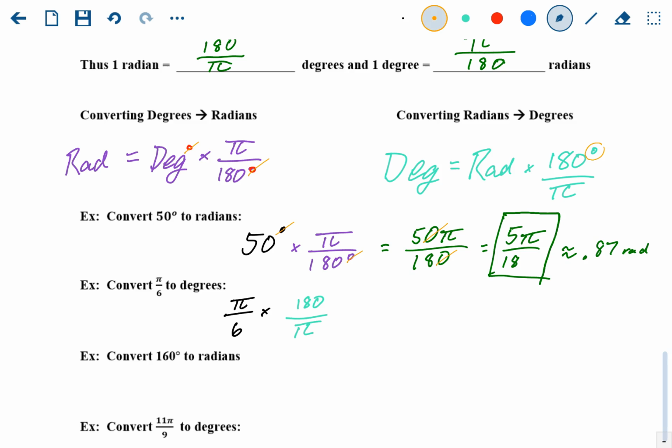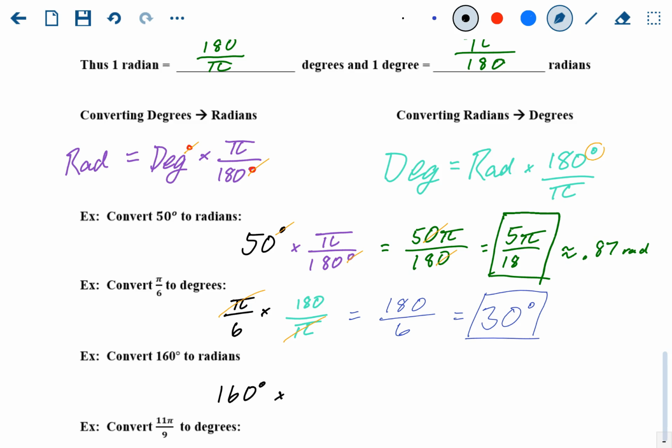All right, going the other way, pi over 6 radians times 180 over pi to convert to degrees. The pi on top and the pi on bottom cancel out. And then you have 180 over 6. 180 divided by 6 is 30 degrees.